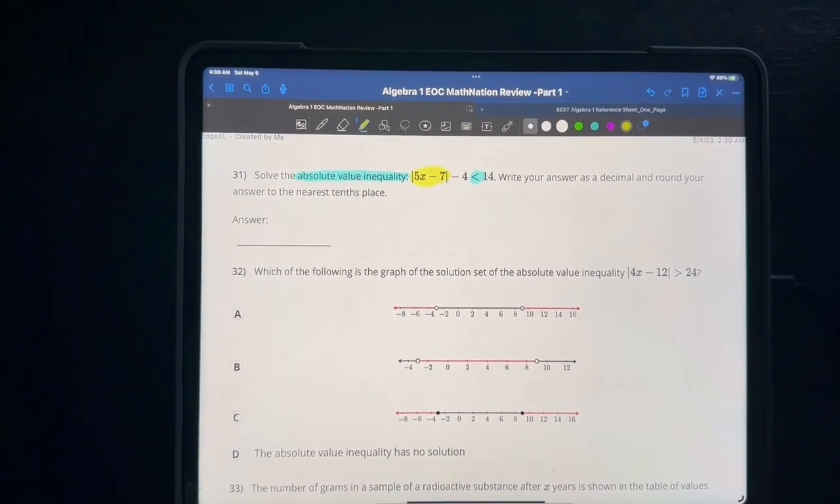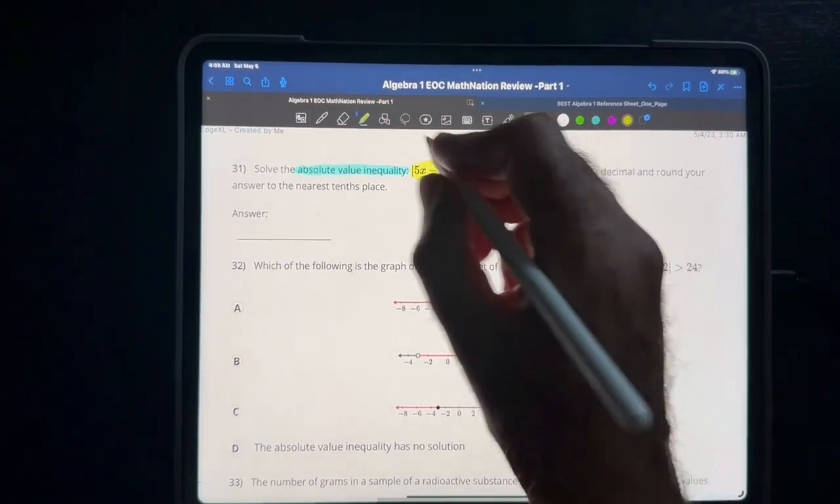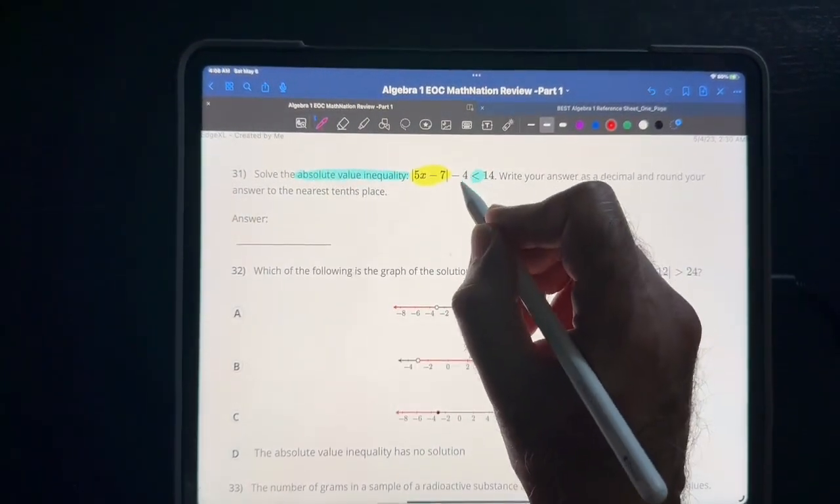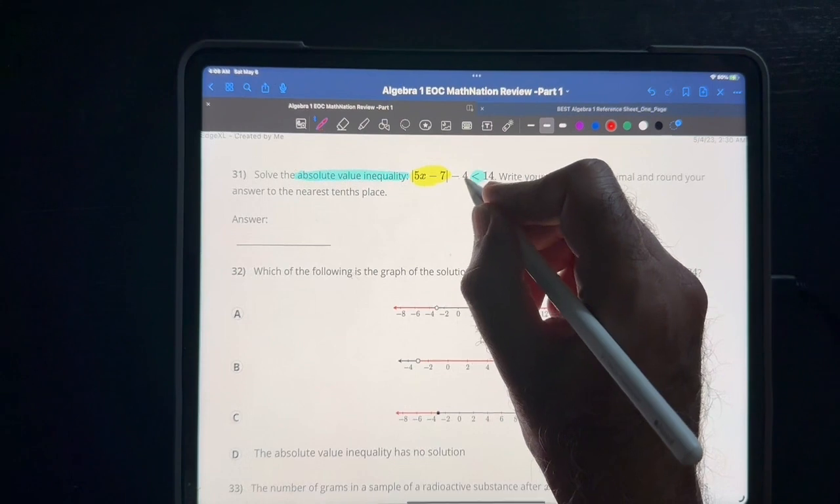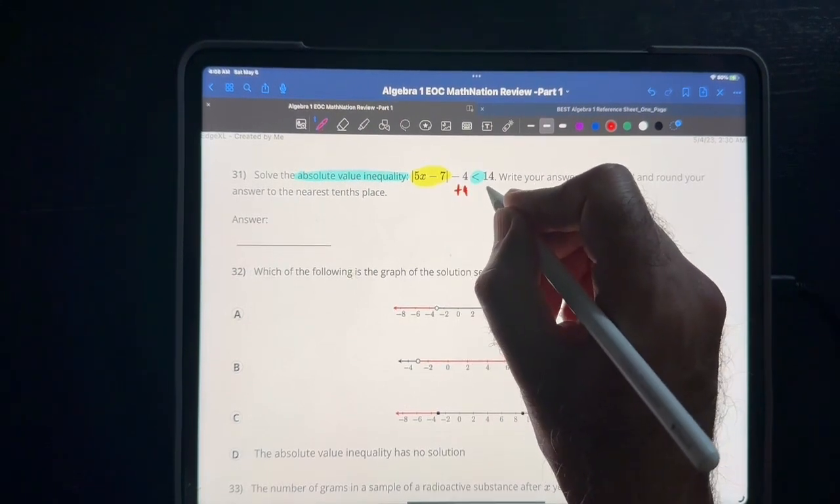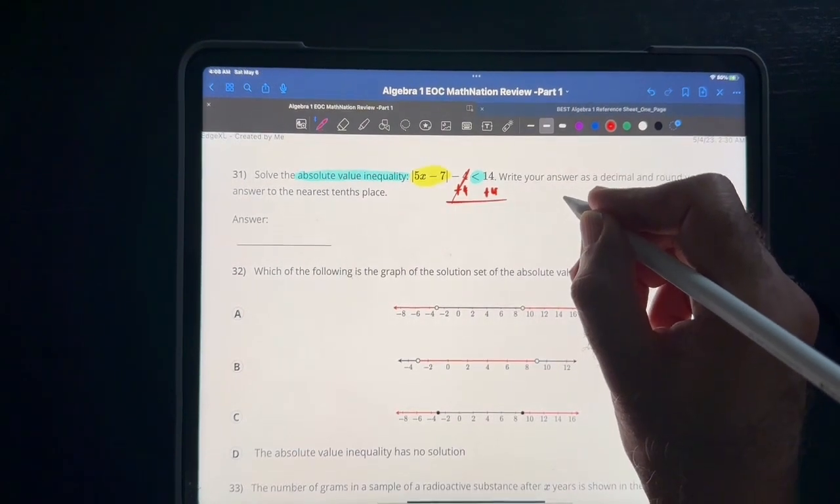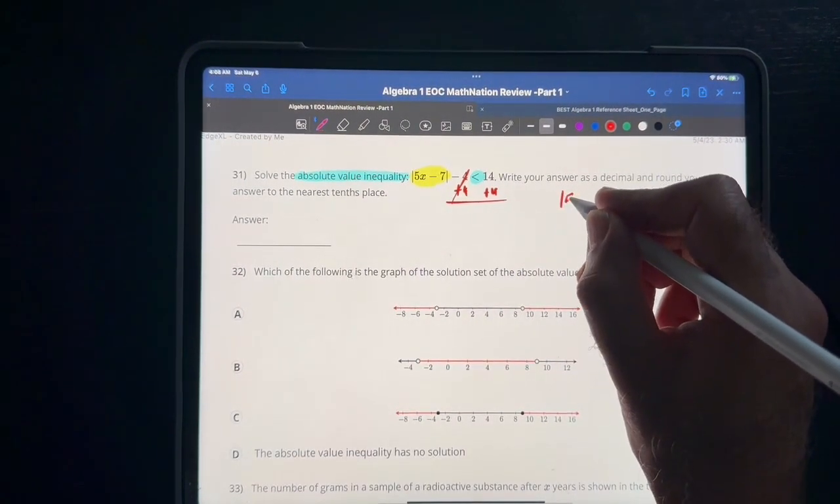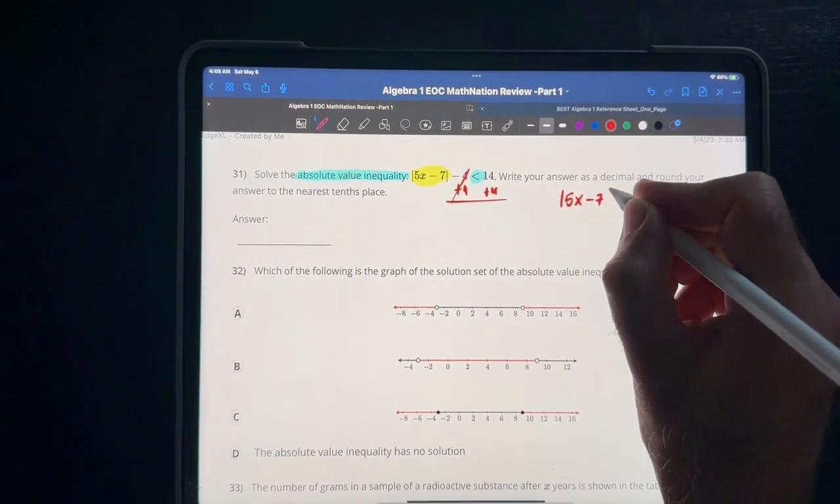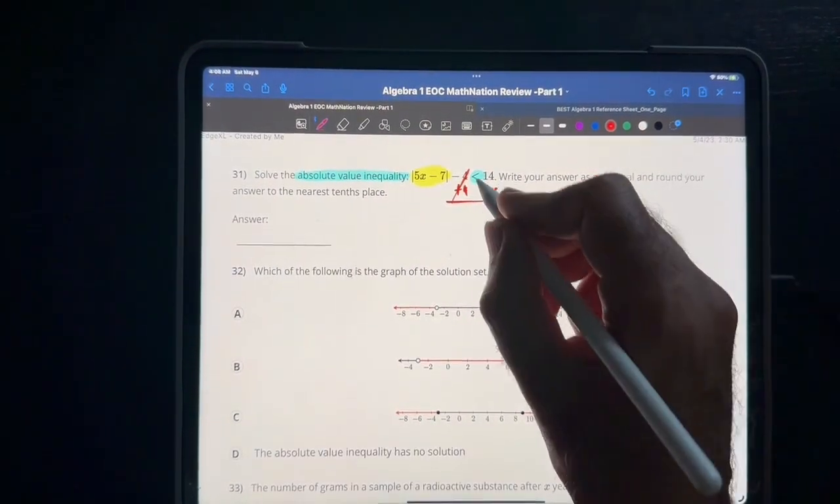What you want to do is get rid of the minus 4 first. So isolate. What's the opposite of that? You add 4 to both sides, right? And then you're going to get, let me put the answer up here, 5x minus 7. And then 14, oh, let me put this sign.